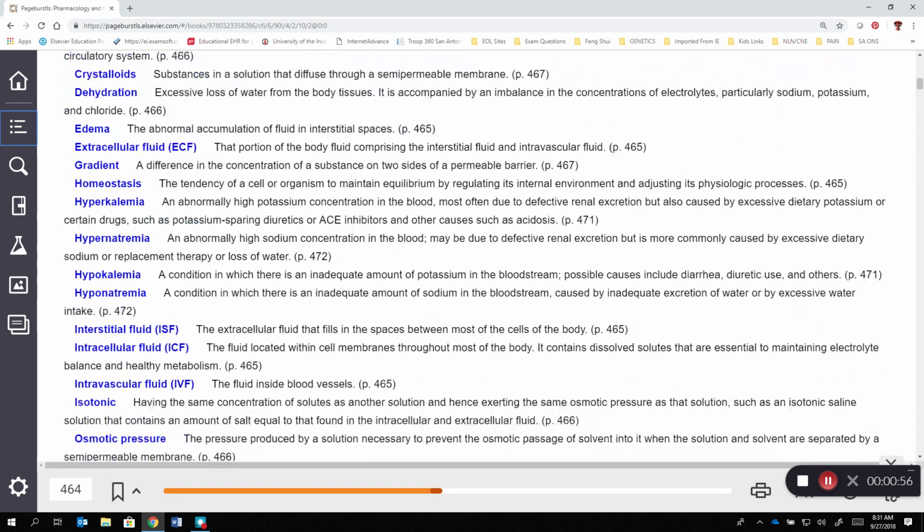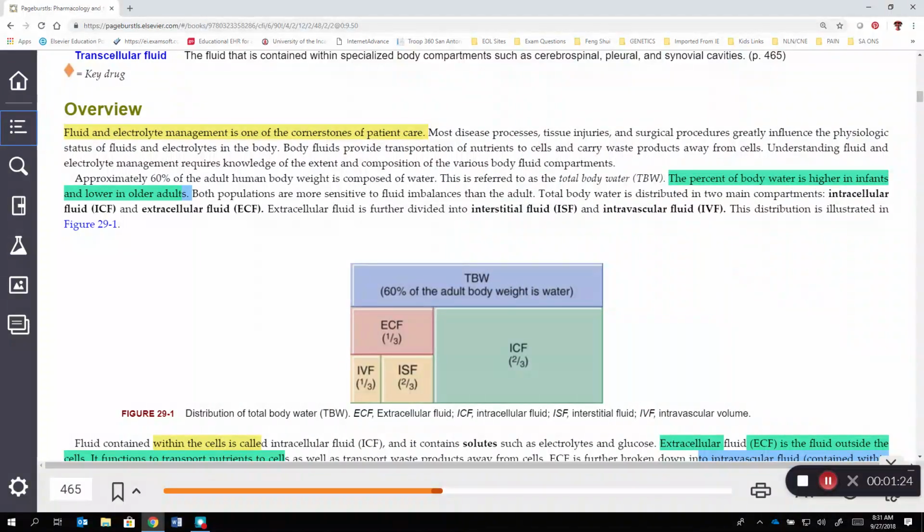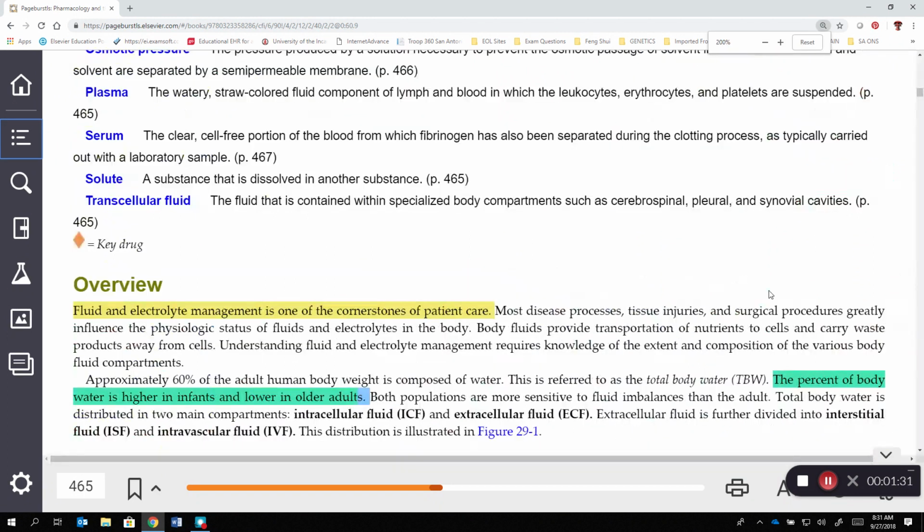Let's come down. There are some key terms that you might want to be familiar with. Hopefully these are familiar to you from pathophys, but things like extracellular fluid, homeostasis, hyperkalemia, hypernatremia, hypokalemia, hyponatremia, interstitial fluid, intracellular fluid, and intravascular fluid are all things you really need to be familiar with. Isotonic, hypotonic, hypertonic as well. So that was just a quick reminder to know those terms. I won't really be defining them as we go through here. Let me make my screen a little bit easier to read.